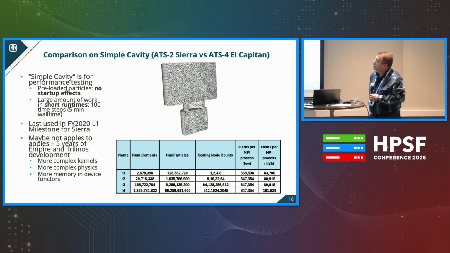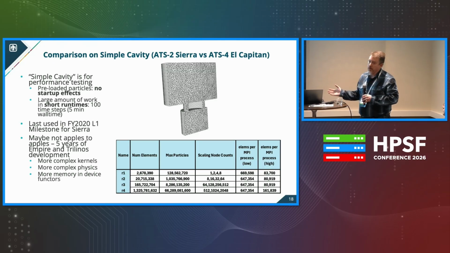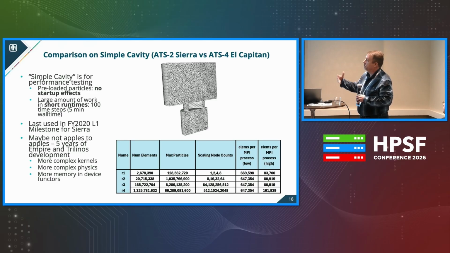So the first problem is going to be a comparison. This is called our simple cavity problem, and we're just going to compare ATS2. We had results from a milestone in 2020, compared now to ATS4 on El Capitan. So this is a simple test problem. We're going to preload the particles. We start it up, and there's uniform particle loading already in there. We're going to do a short burst of 100 time steps just to get performance. So this is kind of our performance monitoring tool. It's not a realistic system, but it gives you an idea of what the algorithms are capable of.